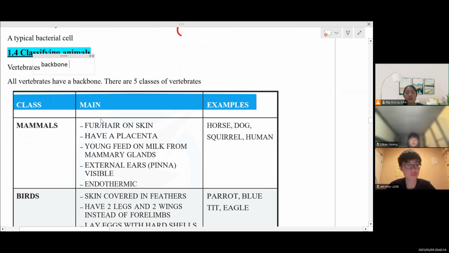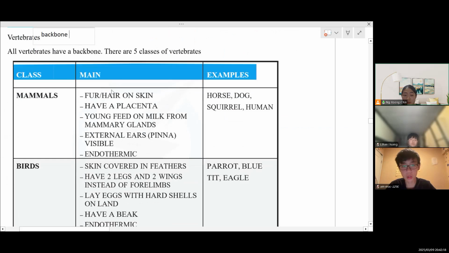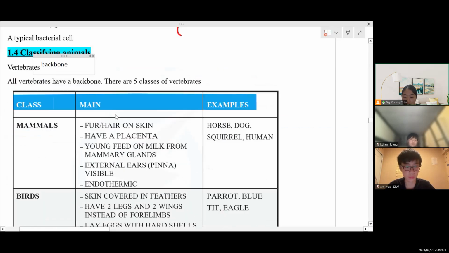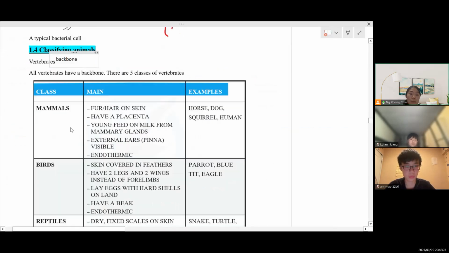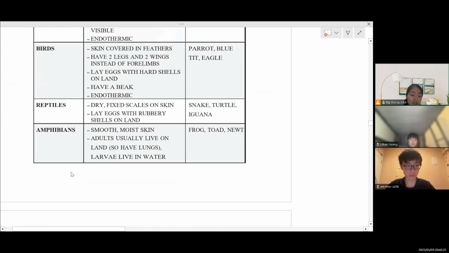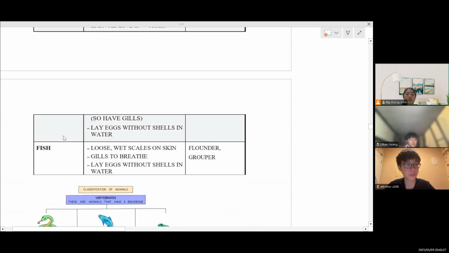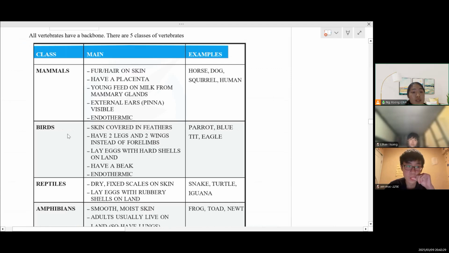So the animals belong to vertebrates. They belong to the mammals, birds, reptiles, amphibians, and fish. Those are the vertebrate animals. In the mammals, the characteristic, okay, mammals are us, and also the dogs and cats. So we are classified under the mammals.